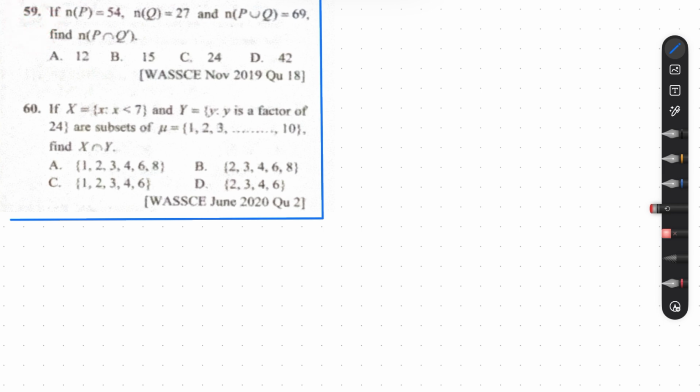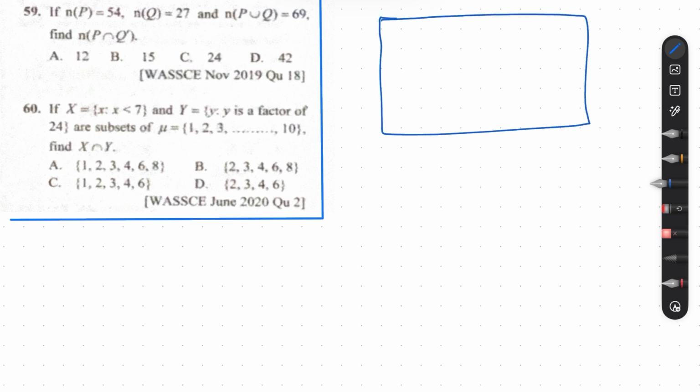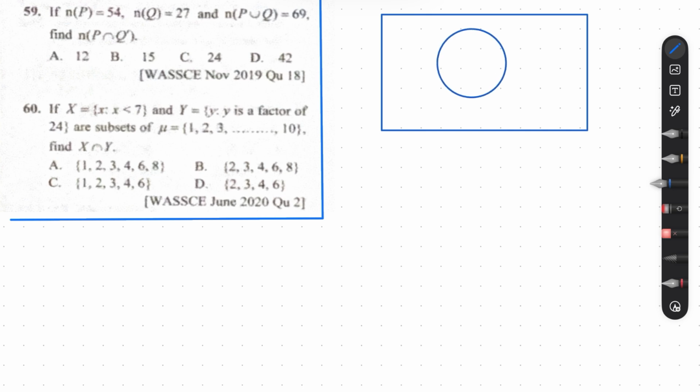The question says, if the number of P is equal to 54, and the number of Q is 27, and the number of P union Q is 69, find the number of P intersection Q complement. Okay, so let's draw a simple Venn diagram. Okay, and we have two circles in it.